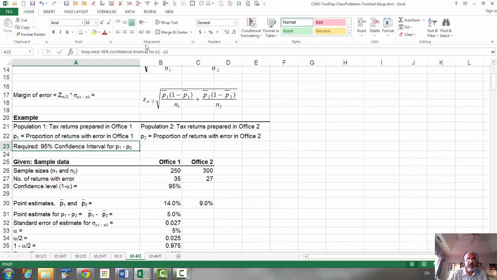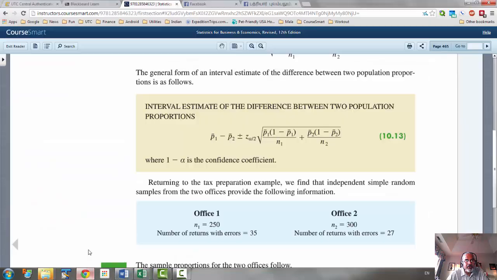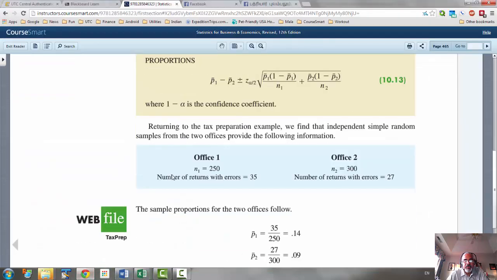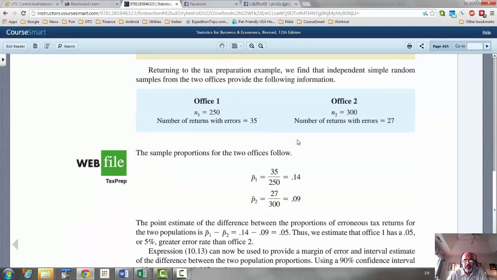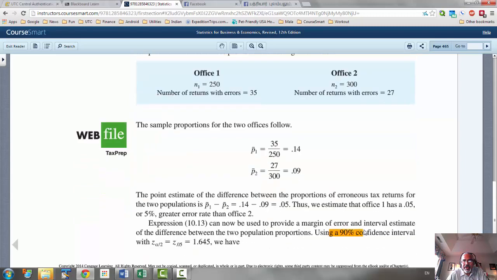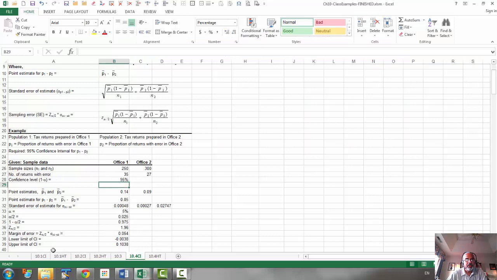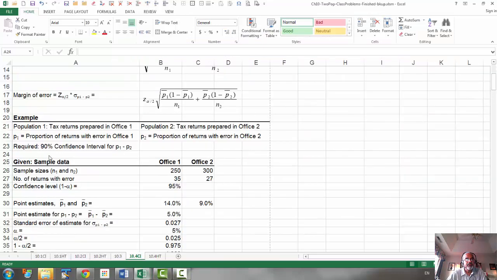Here what is required is a 90% confidence interval. I used 95%, it should be 90%. Let's go back to the text and see what we want. We want a 90% confidence interval. So I did this wrong. This should be 90%.